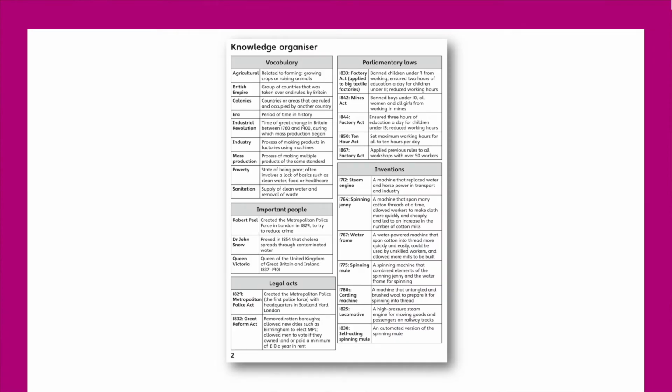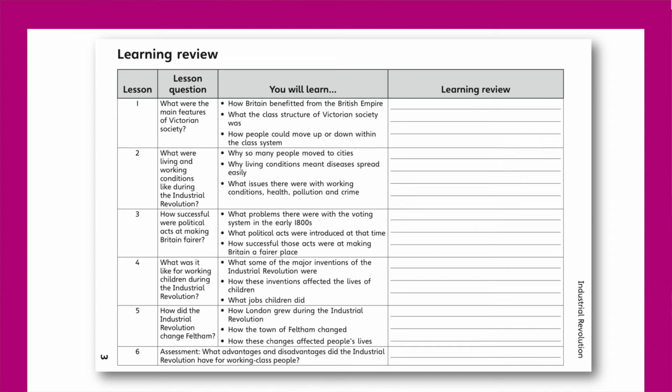So let's take a closer look at the work booklet that pupils will complete as they move through this unit. The booklet begins with a knowledge organiser. Emphasis is given to the political and legal changes during this period, and a list of legal acts and parliamentary laws can be seen here. There's also a section on the inventions that sparked the Industrial Revolution, as well as key vocabulary used throughout the topic. Each of the 6 lessons is framed around an inquiry question.